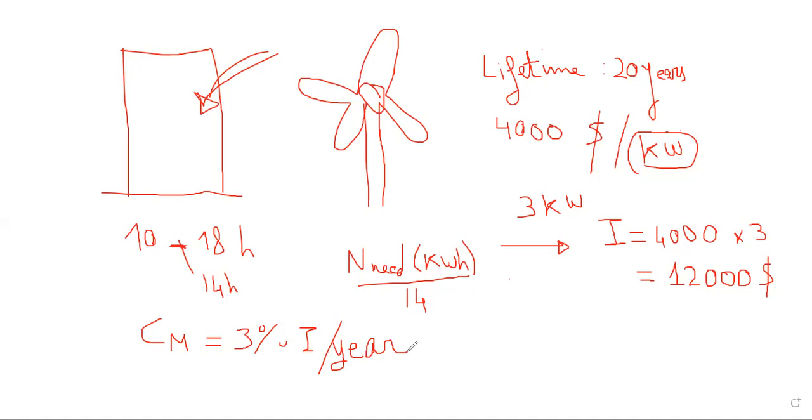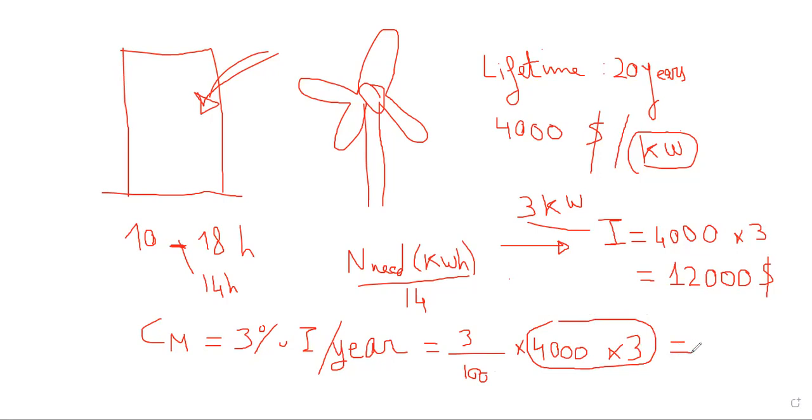So now I know the maintenance. All I have to do is to consider 3% times my investment, which is $4,000 times, don't forget, 3, because we said that the power is 3 kilowatts. So you can directly say this is 12,000. And then you get that the maintenance cost will be equal to $360.